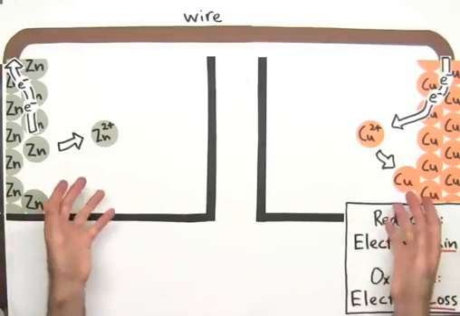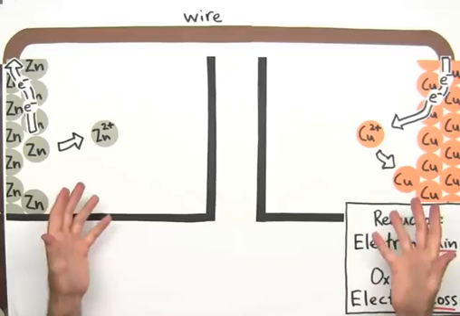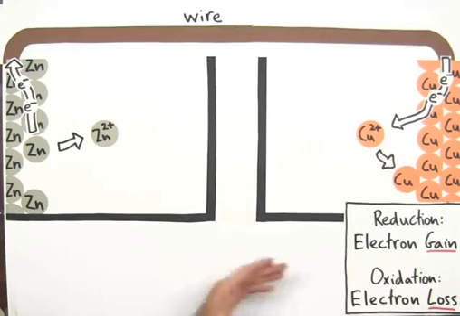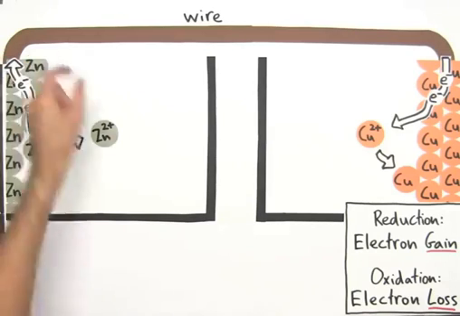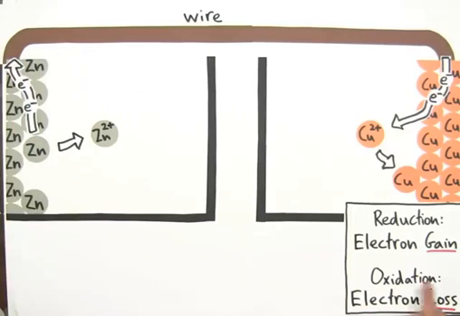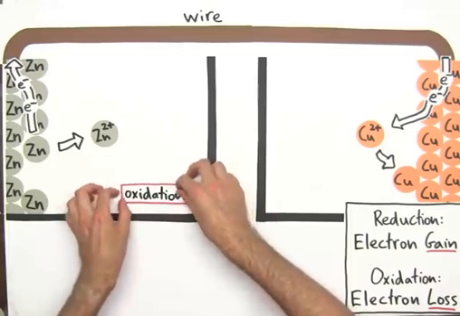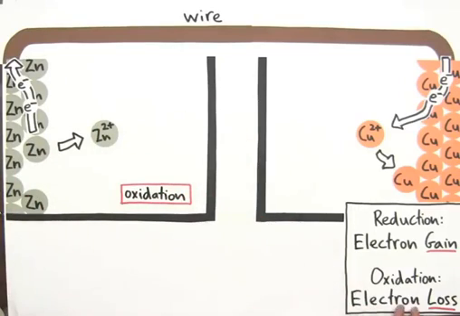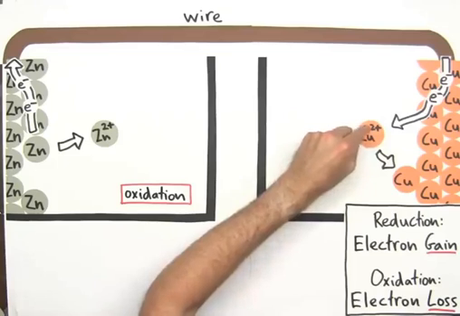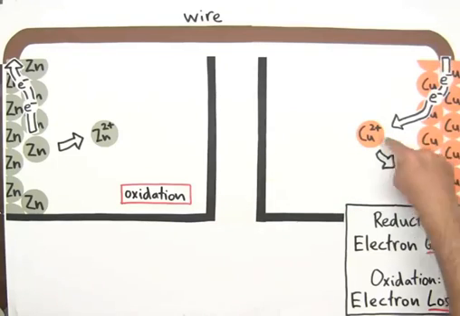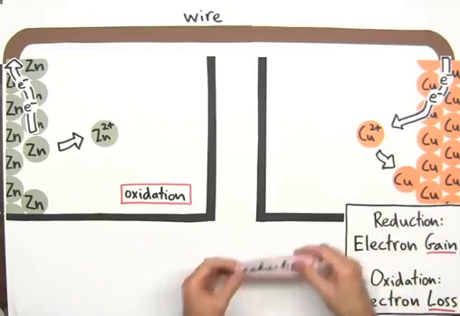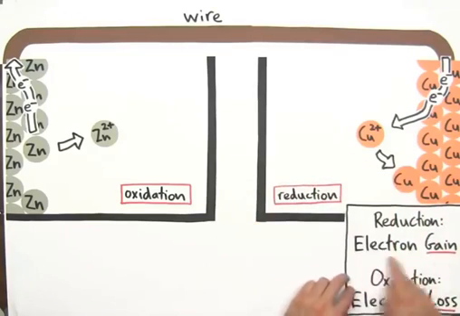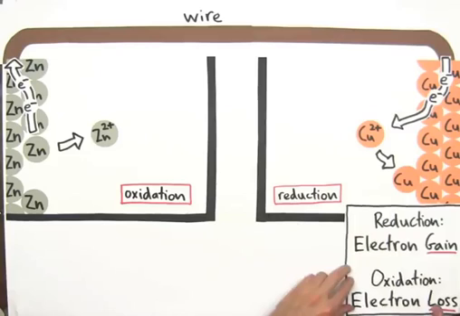Here are some diagrams for the process that's happening in the voltaic cell. I want to describe what's going on in terms of oxidation and reduction. So over here, one of these neutral zinc atoms is losing electrons. So that means that oxidation is happening on this side of the voltaic cell. And over here, this Cu2+ ion is gaining 2 electrons to turn into a neutral copper atom. So reduction, or gain of electrons, is happening over here.